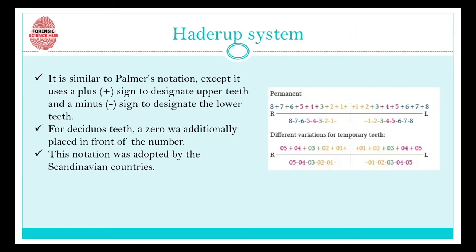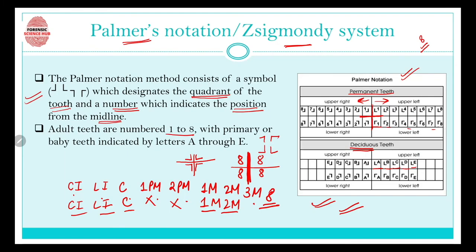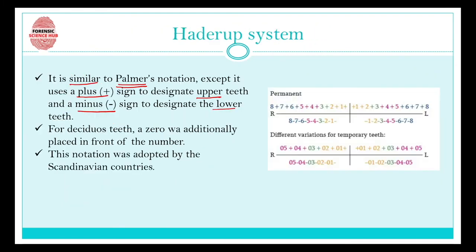Now let's move on to the Haderup system, which is very similar to the Palmer notation, except for only one change, that a plus and minus sign is used to designate the upper and lower. In the Palmer system, we were using these symbols, right? But in the Haderup system, we are going to use plus and minus signs. If you look at this picture, for the permanent teeth, we can see that similarly 1 to 8 teeth are going from here: 1 2 3 4 5 6 7 8. But instead of this sign, we have this plus sign. Plus sign is used for the upper teeth. All the teeth in the upper portion have the plus sign, and the ones in the lower jaw are denoted by a minus sign.